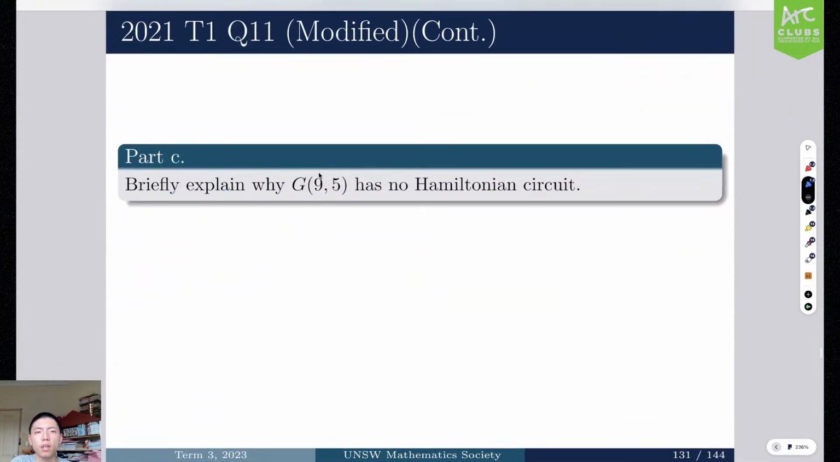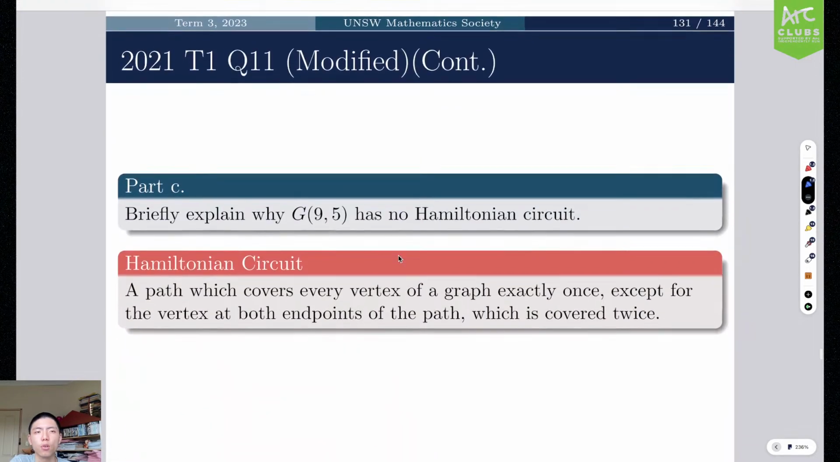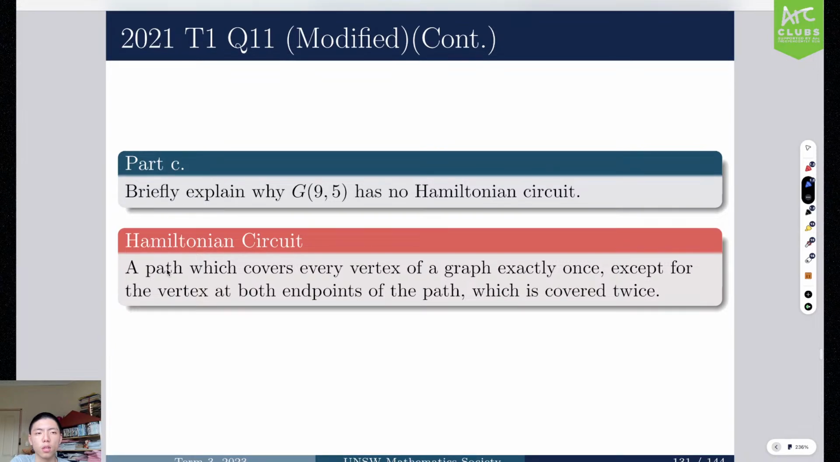Okay, explain briefly why G95 has no Hamiltonian circuit. So just an update on Hamiltonian circuits, right? A path which covers every vertex of the graph exactly once, except for the vertex at both endpoints of the graph, which is covered twice. So essentially you're going for a circuit that just goes through every single vertex.